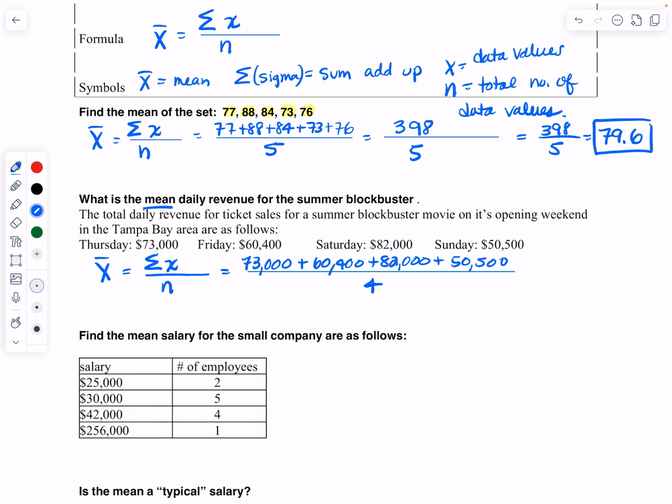So again, just make sure you entered in the values correctly. And if you can't see them on the calculator, do this problem twice, just to make sure. When I did this, I got 265,900, and I'm going to divide that by 4. And when I do that, I get 66,475. So this is the average over the weekend that movie brought in.